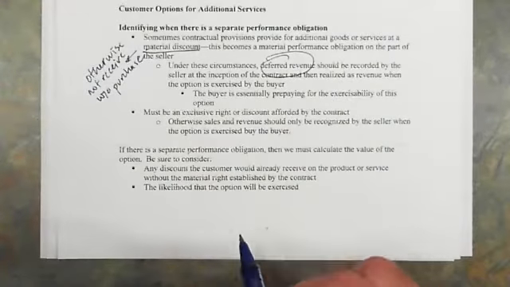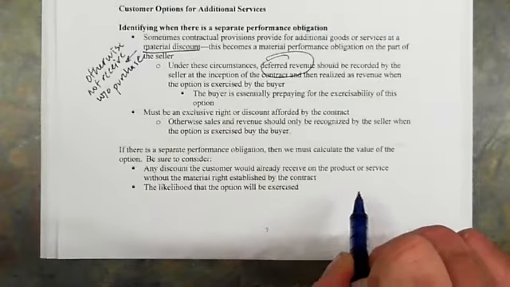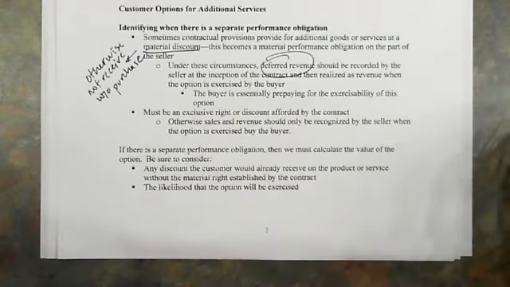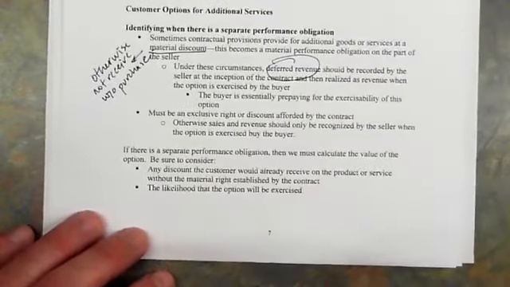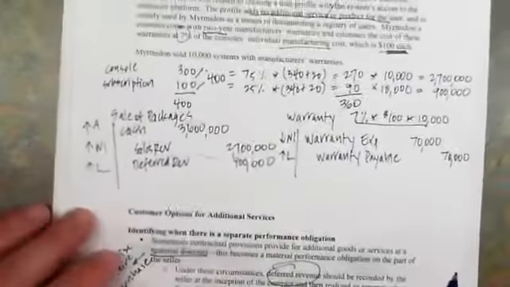And when we do that, we consider the discount the customer would receive already on the product or service without the material right. So we only want the excess discount. We don't want what everyone else is getting. And then the likelihood that the option will actually be exercised also influences the amount that I would recognize in this situation. All right. So let's look at an example of this.